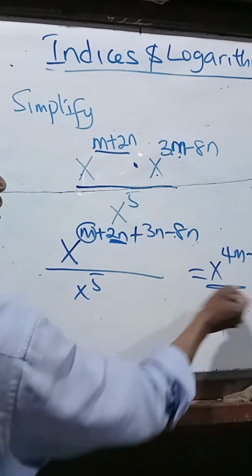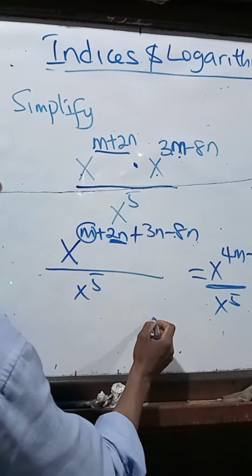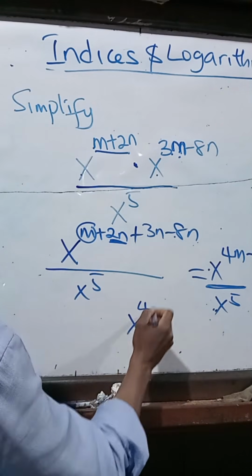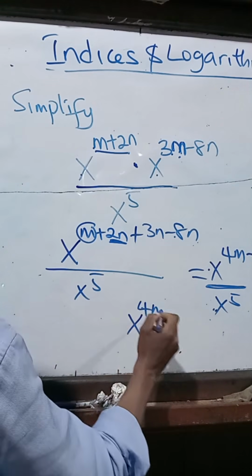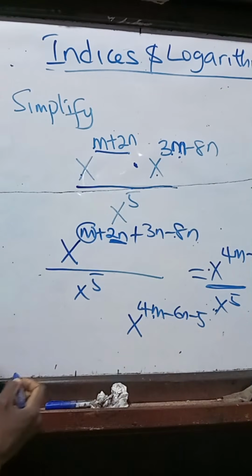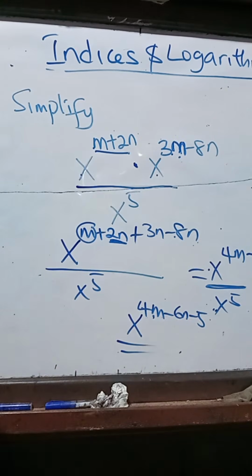And then you are dividing. When you are dividing, the bases are the same. You take one of the bases, then you subtract the power. That will be 4m minus 6n and then minus 5. Okay, so that's that on that case.